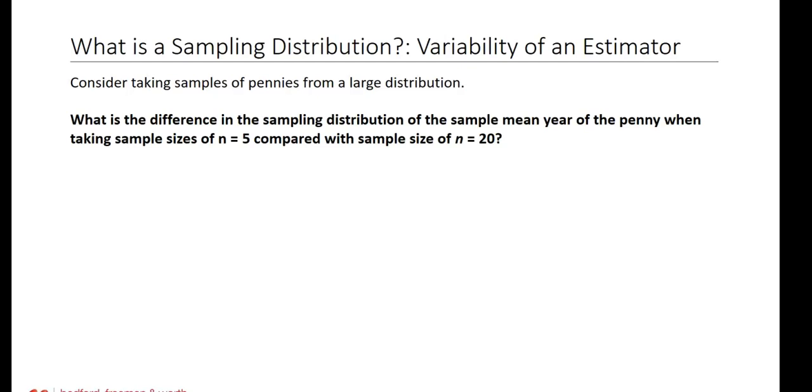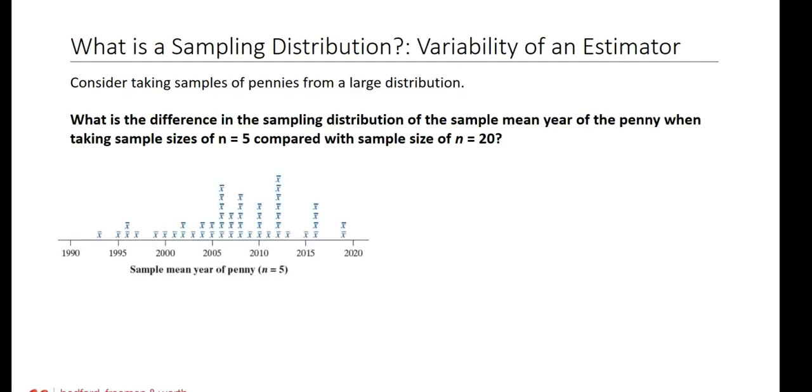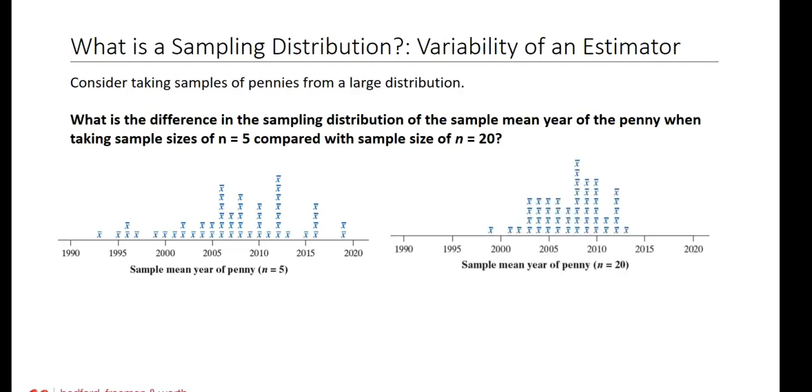What is the difference in the sampling distribution of the mean year of a penny when taking 5 samples compared to 20? We're going to actually do this activity at some point. This is what it looks like for the penny data for one example of selecting 5 pennies. A bunch of students in the class did that, and they came up with all this data. And here is the sample mean year of the penny, n equals 20. I like them side by side, but I almost wish they were vertical from each other rather than horizontal. It might be more obvious.